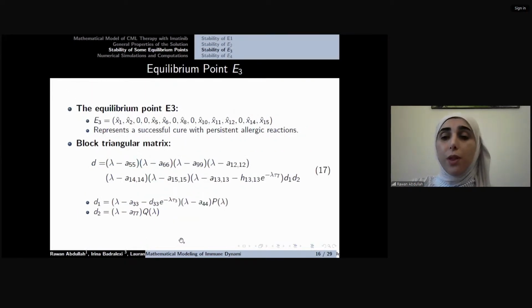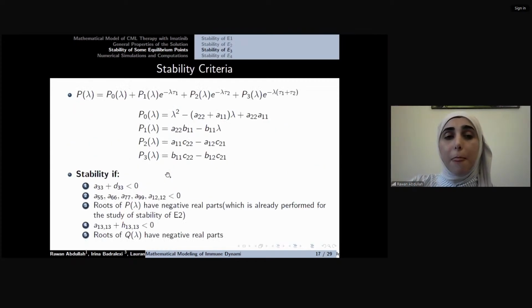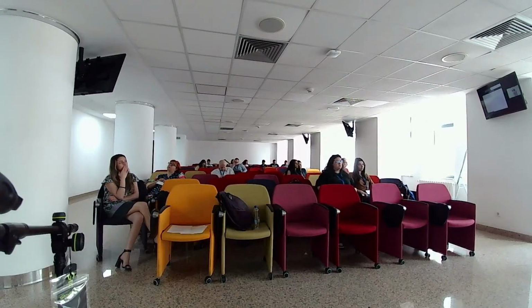Now let's move to the third equilibrium point, which represents the case in which we have a successful cure with persistence of allergic reaction. Here is the characteristic equation, and here are the stability conditions. We also have a P of lambda equation, which was already presented and studied in the stability of E2. And we have a new equation, which is the Q of lambda. The condition on Q of lambda is also to have negative real parts.